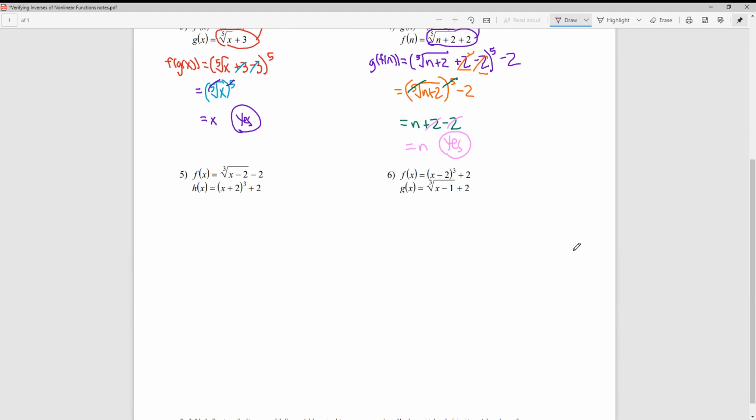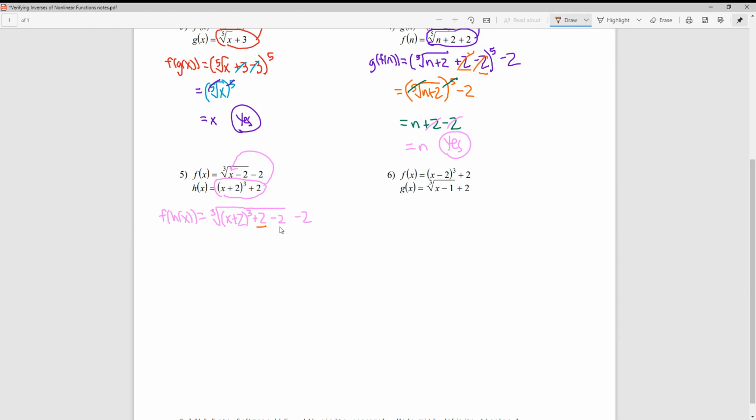Two more just to make sure we really got it. Number 5, I'm going to plug the h function into the f function. So all of this will go right here. So cube root, give yourself plenty of room, x plus 2 to the third plus 2. Then inside the root, we still have a minus 2. We have another minus 2 at the end.